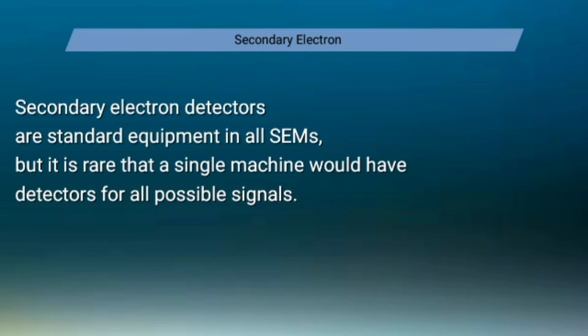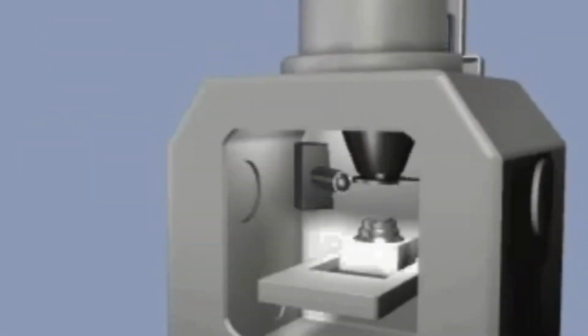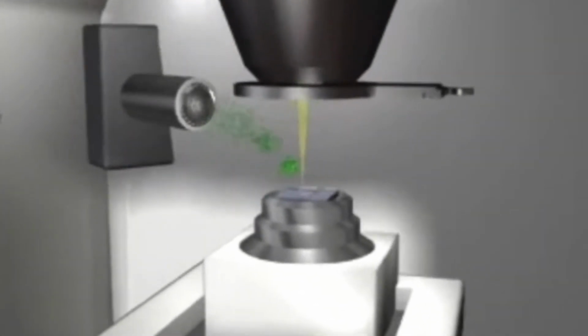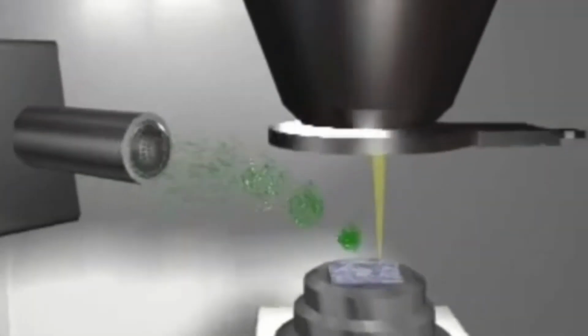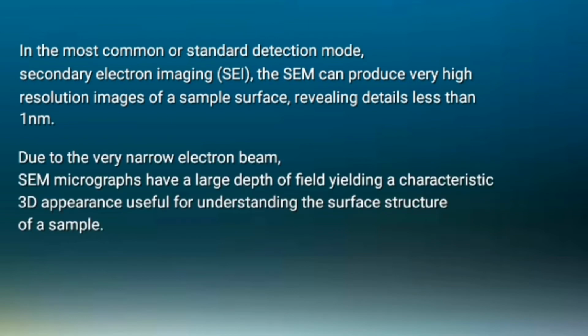Secondary electrons. Secondary electron detectors are standard equipment in all SEMs, but it is rare that a single machine would have detectors for all possible signals. This video shows the positioning and operation of a secondary electron detector in the SEM chamber. The signal results from interaction of the electron beam with atoms at or near the surface. In the most common or standard detection mode, secondary electron imaging, the SEM can produce very high resolution images of a sample surface, revealing details less than 1 nanometer in size. Due to the very narrow electron beam, SEM micrographs have a large depth of field, yielding a characteristic 3D appearance useful for understanding the surface structure of a sample.